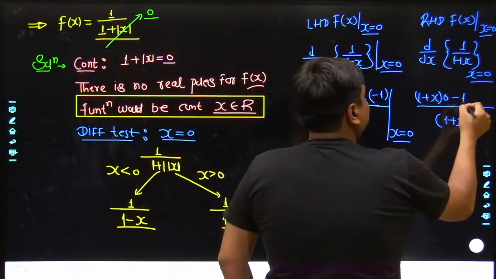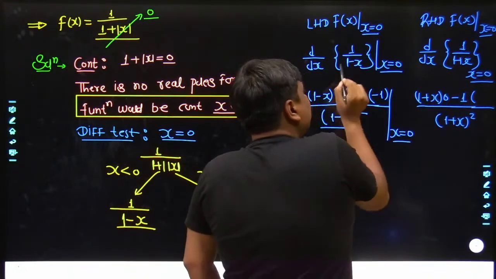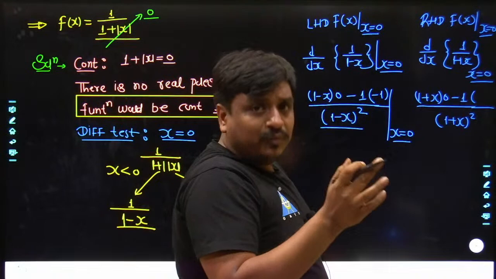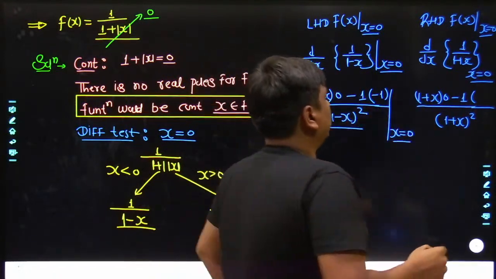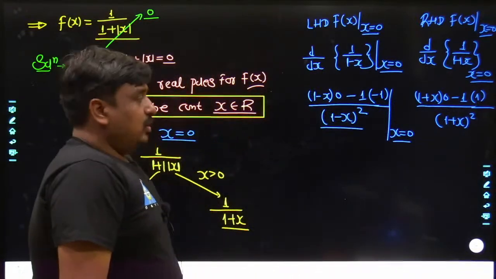In the same sequence, minus, what would happen over here? The 1 would remain as it is, and now there would be the differentiation of the denominator. Earlier the differentiation of 1 minus x along with x gave minus 1, but now it would be plus 1. Agreed?